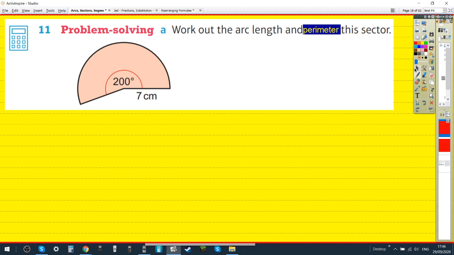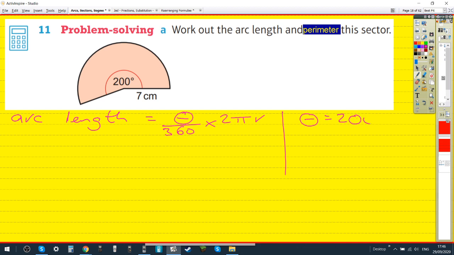So I just need to find the angles. The formula for arc length is the angle, we call that theta, times 2 pi r. For this question, what is theta? 200. Yeah. What is r?